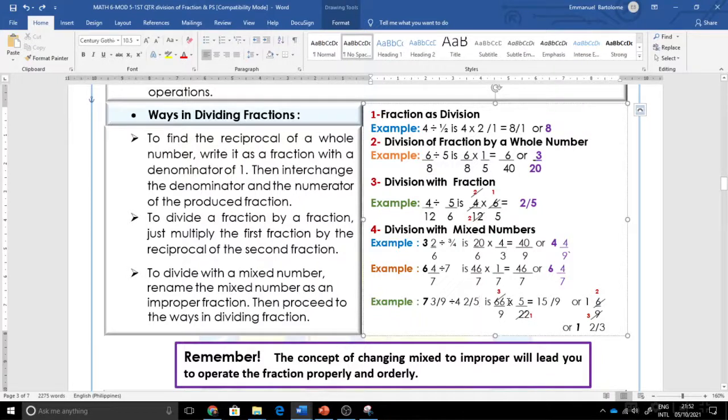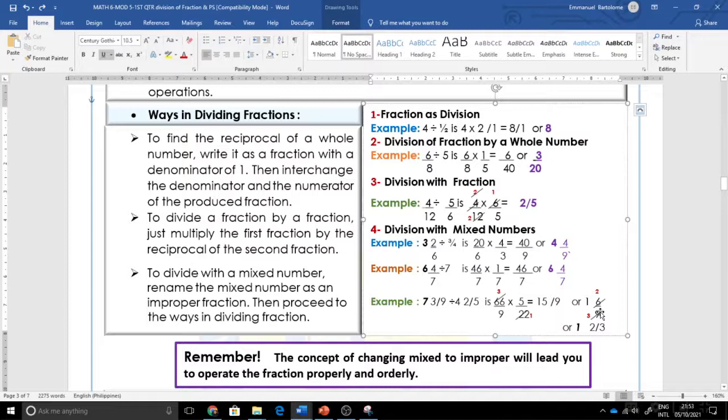Then use cancellation by 22. 3 times 5 is 15, 9 times 1 is 9. So 15 over 9 is an improper, then mabalik mo po siya sa mixed number. So, how many 9 goes into 15? It is 1 with a remainder.